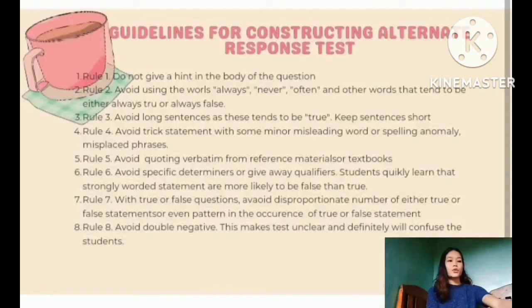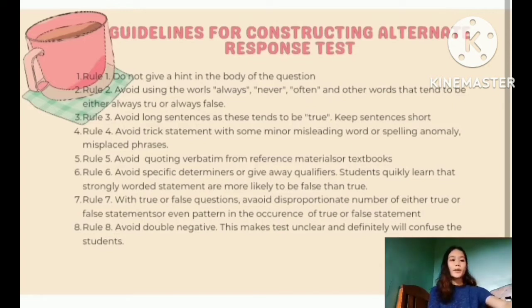For rule number 4, avoid trick statements with some minor misleading word or spelling anomaly, misspelled phrases. A wise student who does not know the subject matter may detect this strategy and thus get the answer correctly. For example, The Raven was written by Edgar Allan Poe, with Allan misspelled, and the answer would be false. This is an example of a tricky but utterly useless item.